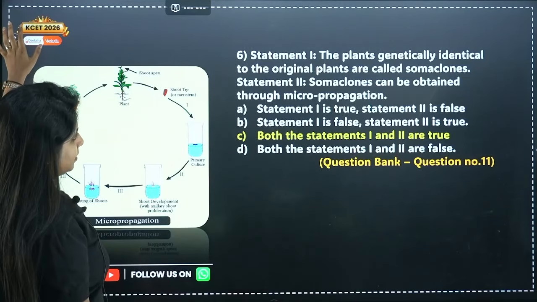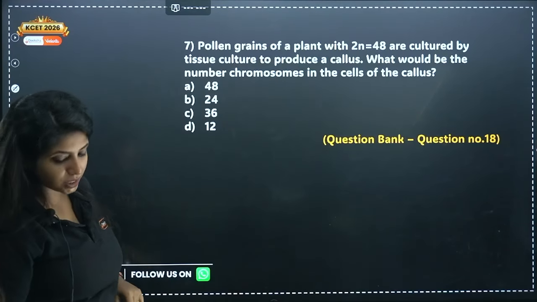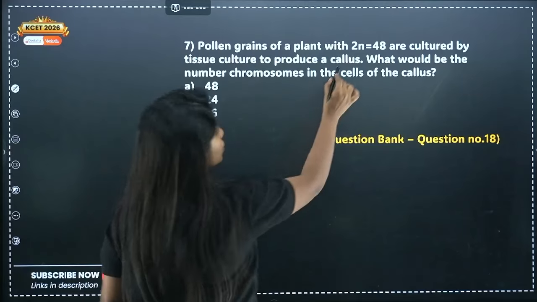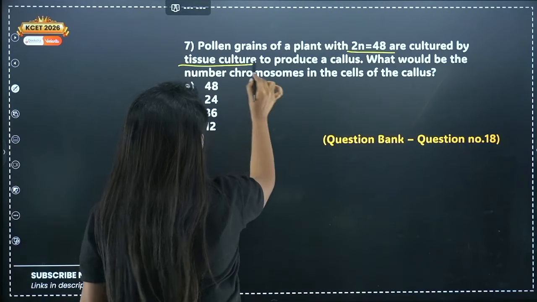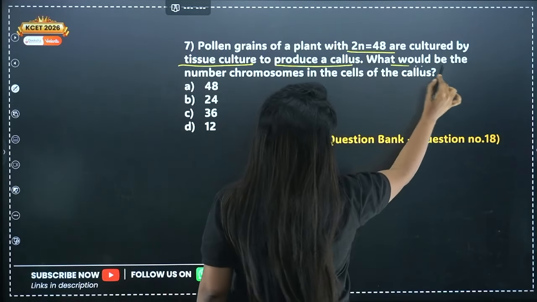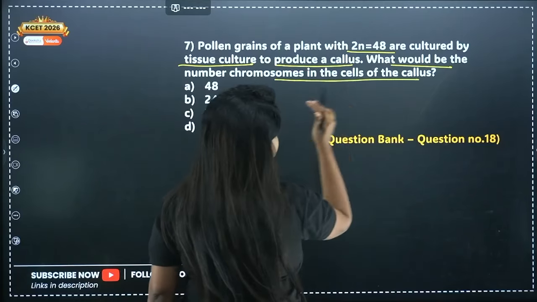Okay, ma'am. Fine. Now, the pollen grains of a plant with 2n equals 48 are cultured by tissue culture to produce a callus. What would be the number of chromosomes in the cells of the callus?